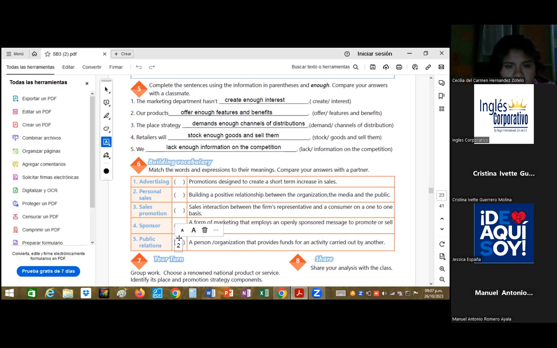Number two. No, that one is four. That's number four. Yeah. I think the sales interaction between the firm's representative and a customer. Yes, that one is. To one basis. Number two.